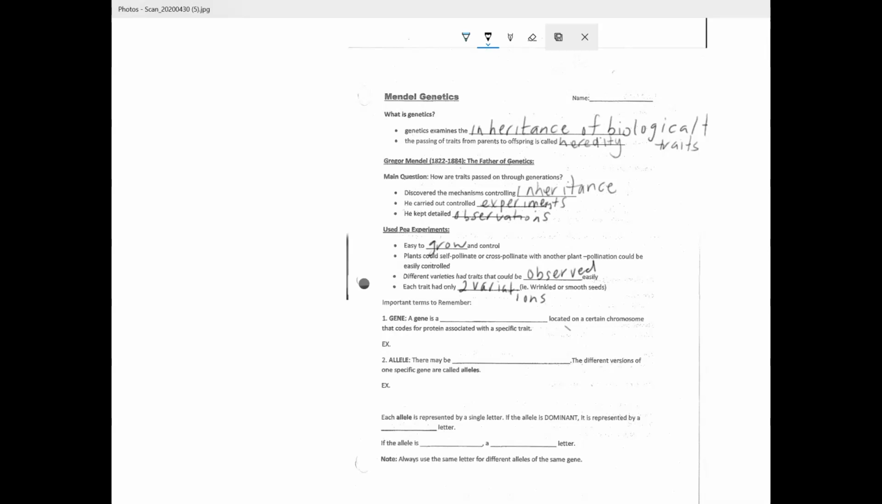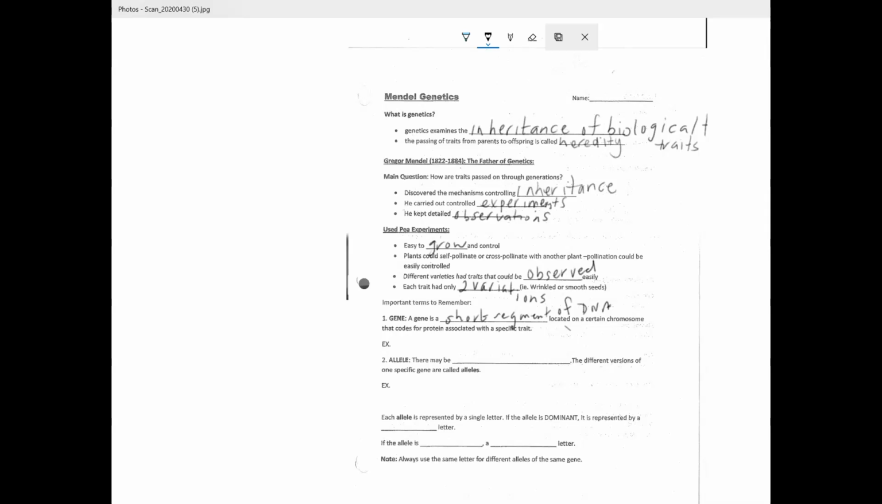Important things to remember: the term gene. What does it mean? A gene is basically just a short segment of DNA, deoxyribonucleic acid, as you know. And this short segment of DNA is located in a certain chromosome, and it codes for a specific protein that is associated with a specific trait.